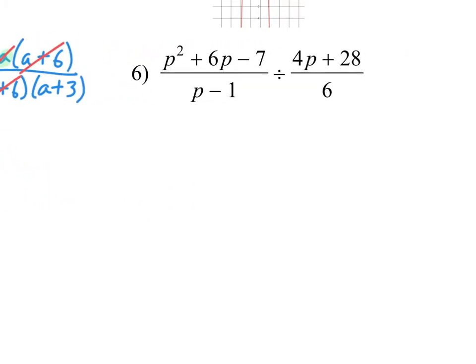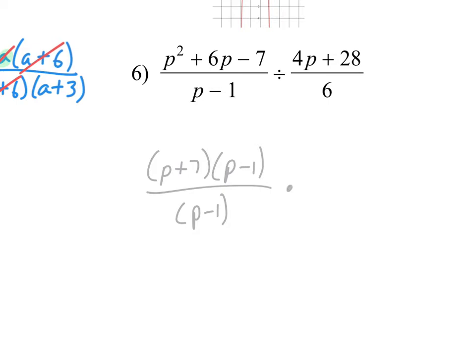Number 6, fraction divided by a fraction. So I'm automatically thinking multiply by a reciprocal. Okay, so let's first factor, though. That first term on the left is going to stay the same. So the p squared plus 6p minus 7 is factorable. And p plus 7 times p minus 1. It's over p minus 1, so those will cancel for us.